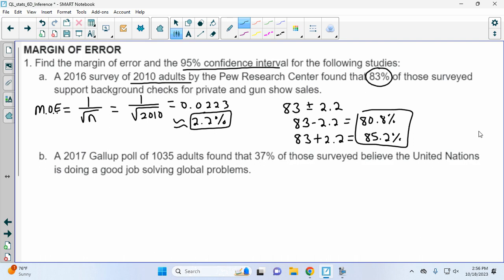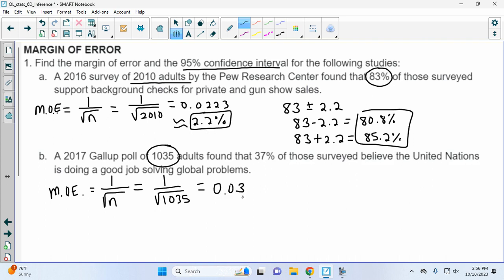Letter B, we're going to do the same thing. The margin of error is found by doing 1 divided by the square root of n, or in this case, 1 divided by the square root of 1035. When you put that into the calculator, you get 0.031, or about 3.1%.